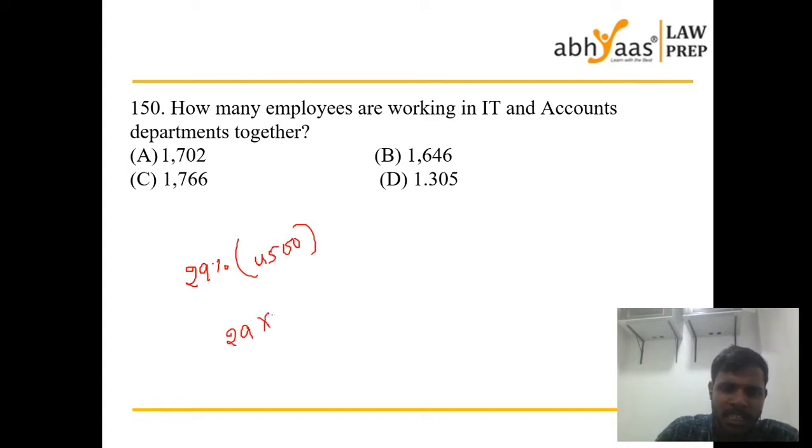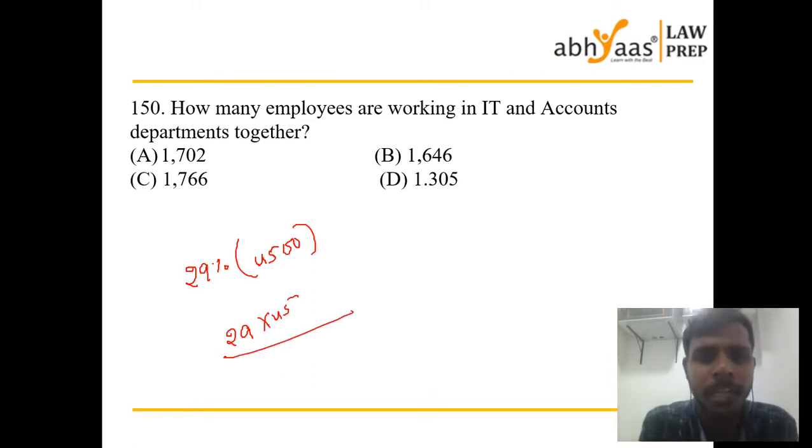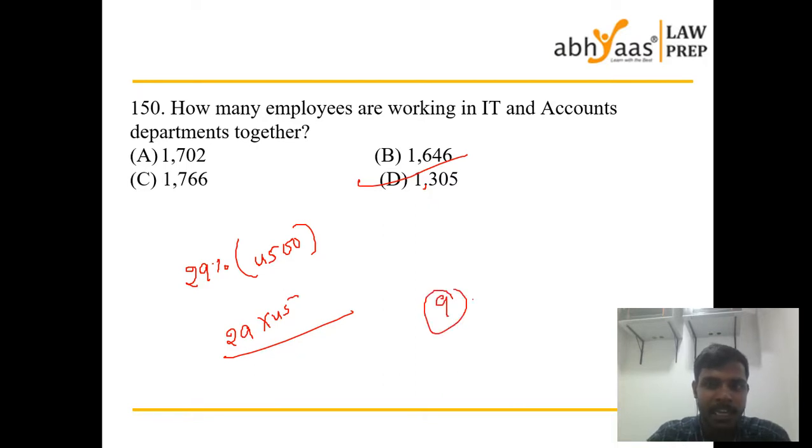29 into 45. If I were in an exam, I would note that 45 is a multiple of 9, so whatever answer I get should be a multiple of 9. Actually, this is 1305. If you see options A, B and C, none is a multiple of 9. Without calculating, I'll directly take option D because 5 plus 3 is 8, 8 plus 1 is 9. You know the divisibility rule for 9: a number is divisible by 9 if the sum of its digits is divisible by 9. So the first and second options are not correct.